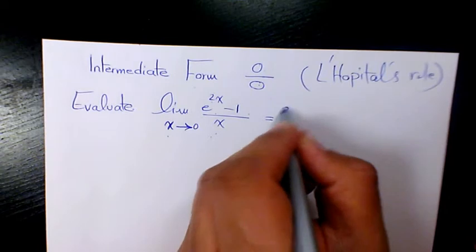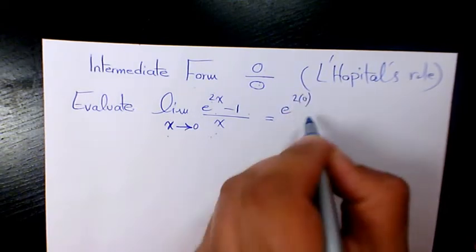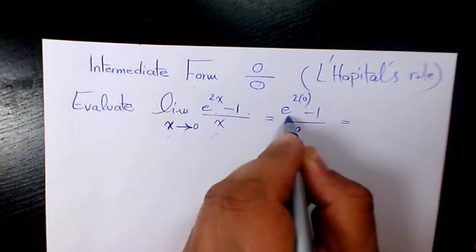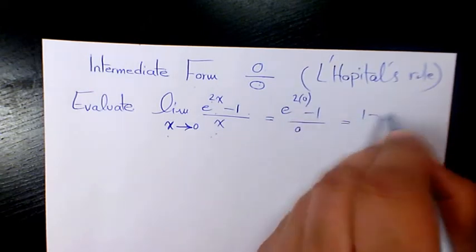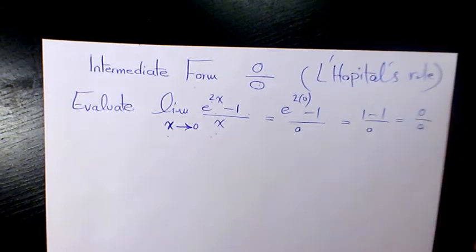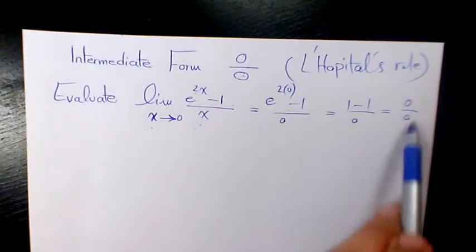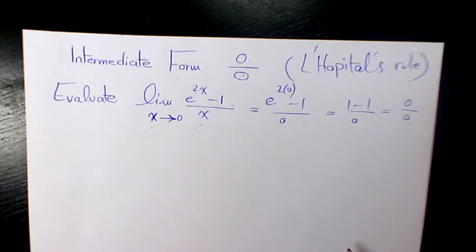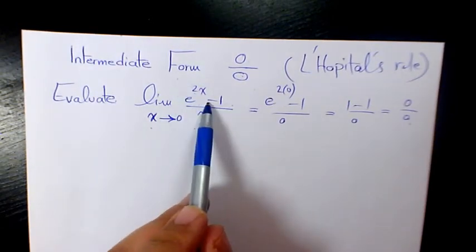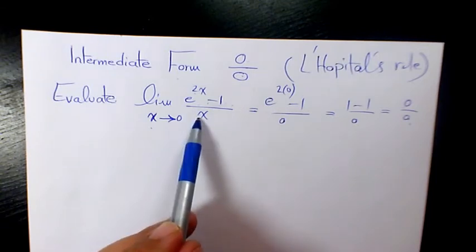It's going to be (e to the power of 2 times 0 minus 1) over 0. Any number to the power of 0 is going to be 1. So 1 minus 1 divided by 0 is going to be 0 over 0. So whenever we have a limit which is 0 over 0, what we need to do is find the derivative of the numerator and the derivative of the denominator.